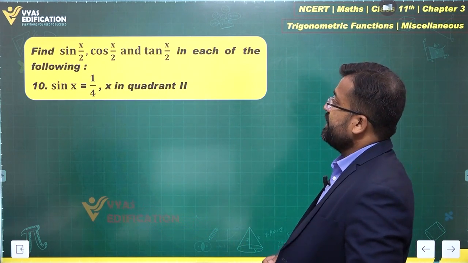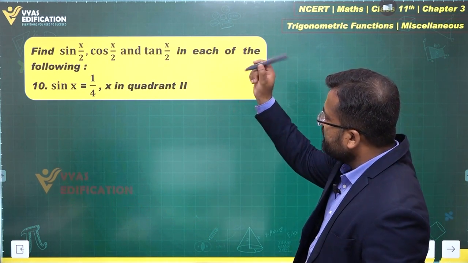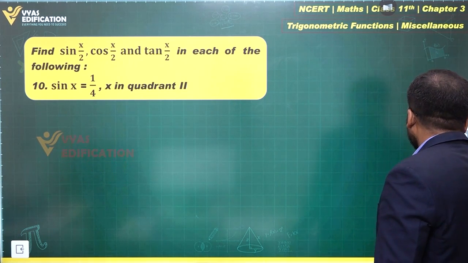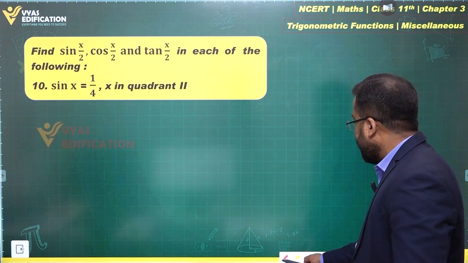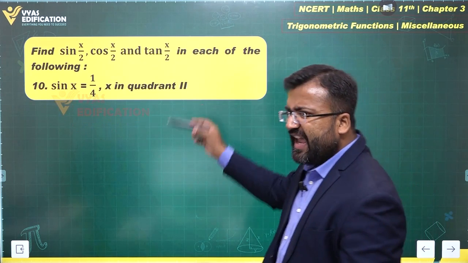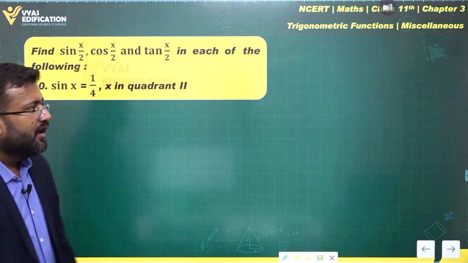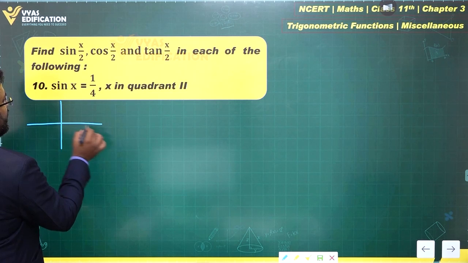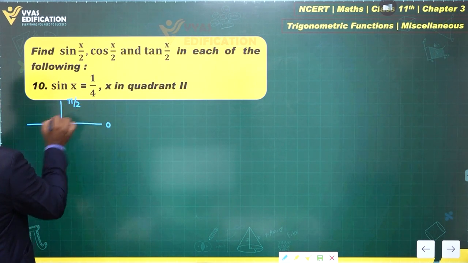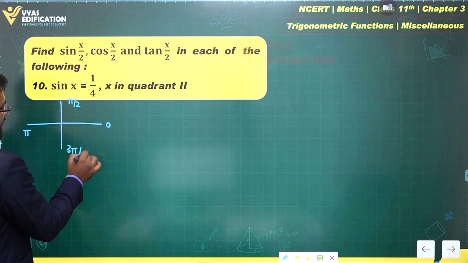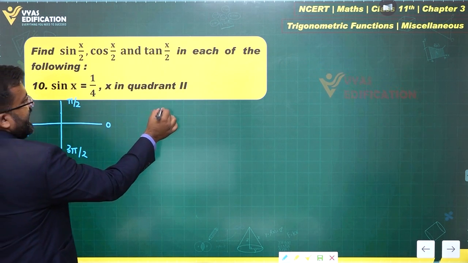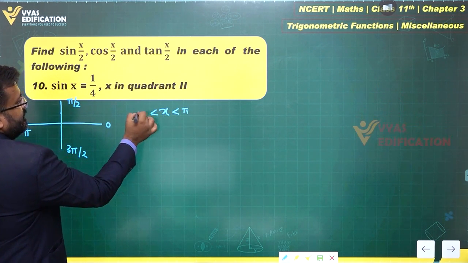Let's discuss this question next. What does the question say? Sin x by 2, cos x by 2 and tan x by 2 have to be found, wherein it is given that sin x is equal to 1 by 4. X lies in the second quadrant. Now what happens in the second quadrant is this is 0, this is pi by 2, this is pi, this is 3 pi by 2. In the second quadrant we have these 2 points. X is less than pi, greater than pi by 2.